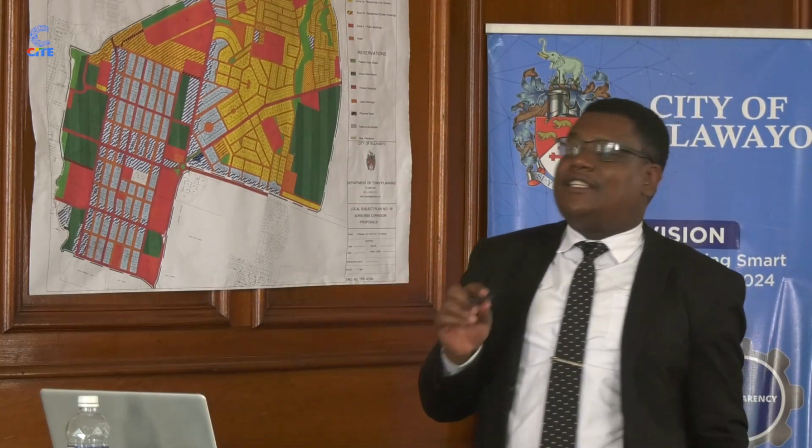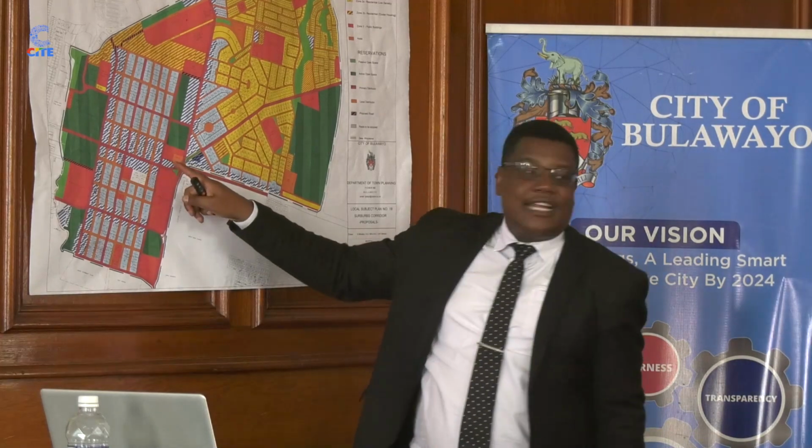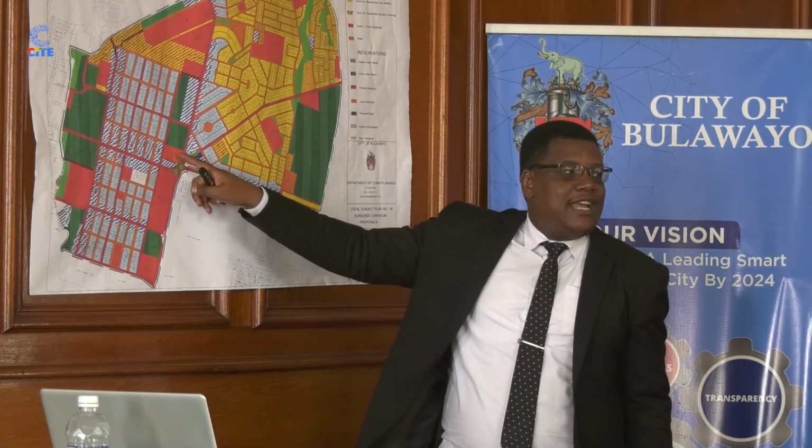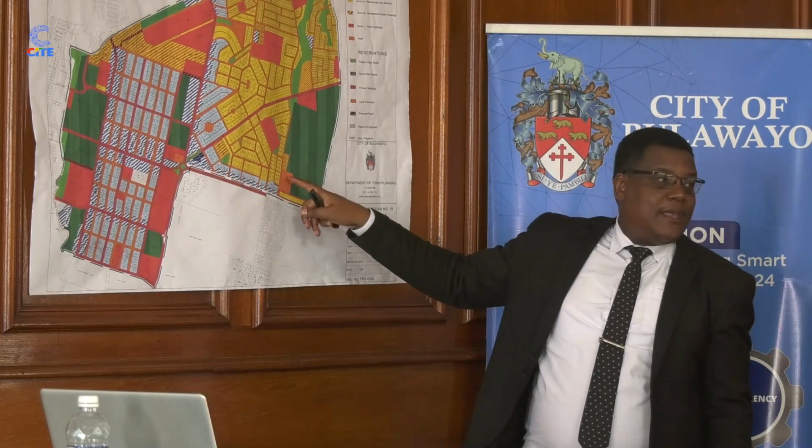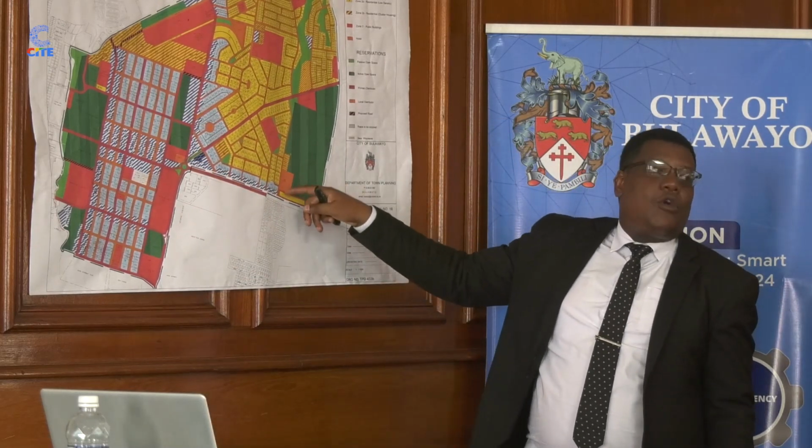Then we also propose that 2 hotel sites be established in the study area. The first hotel site is at the Ascot intersection. Then we also propose another hotel site at Harry Allen Golf Club.